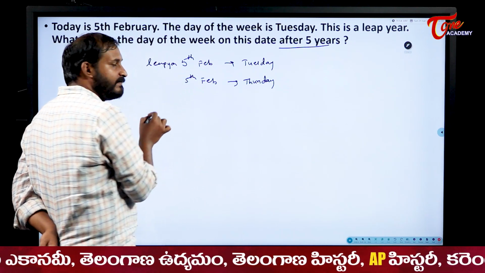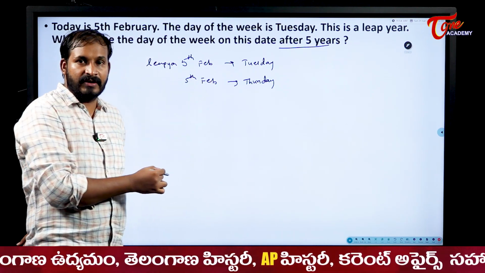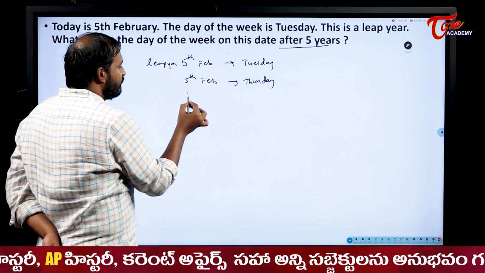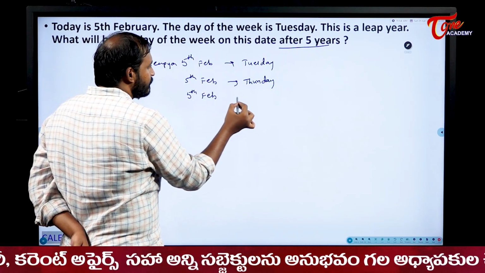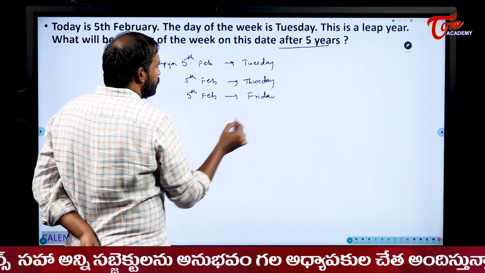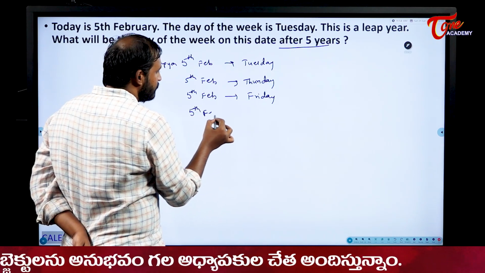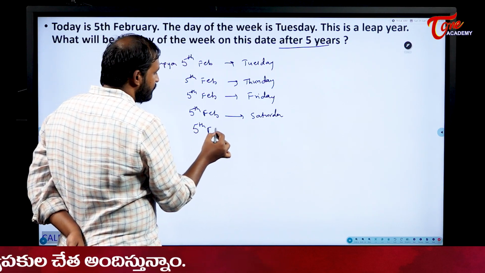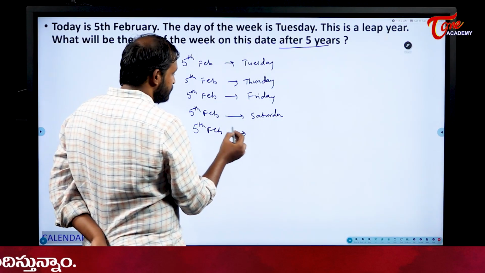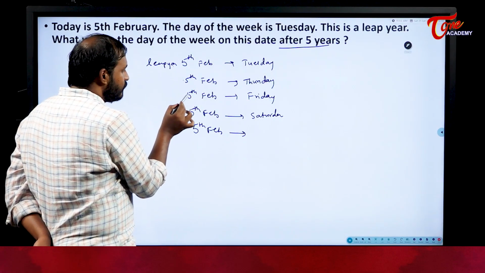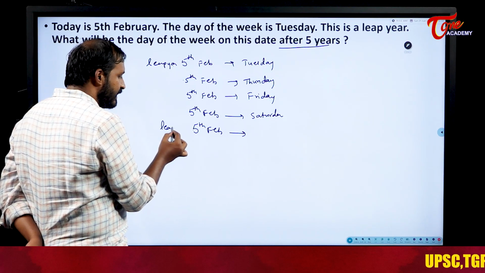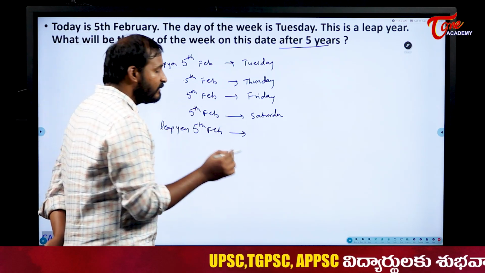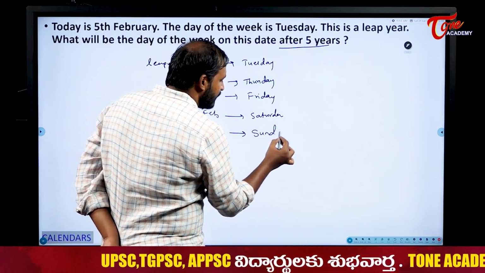Why? Because presently that is a leap year, right? So there it will cross February 28th, that means we'll have February 29, because of that reason it becomes Thursday. Next 5th February becomes what? Friday. Next 5th February becomes what? Saturday. Next 5th February becomes what here? Sir, this is a leap year, so 1, 2, 3 and this is also a leap year. Yes, this is a leap year, I accept it. But did we cross February 28th? No. So still it will be a jump of only one day, that is Sunday.